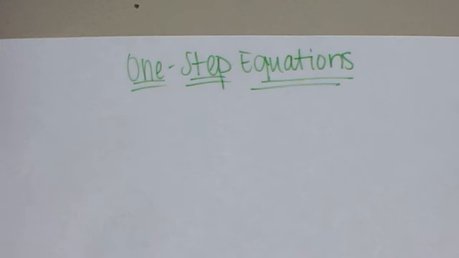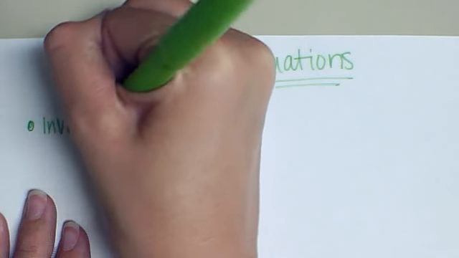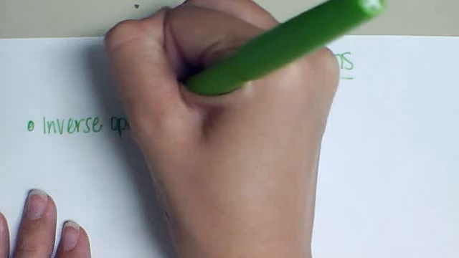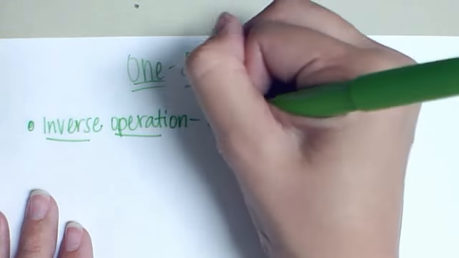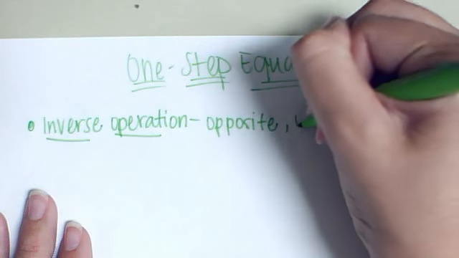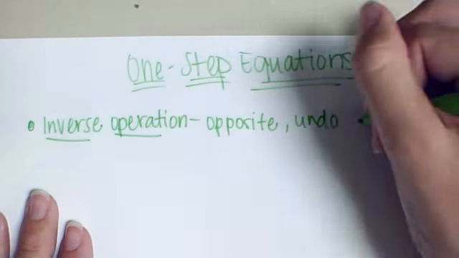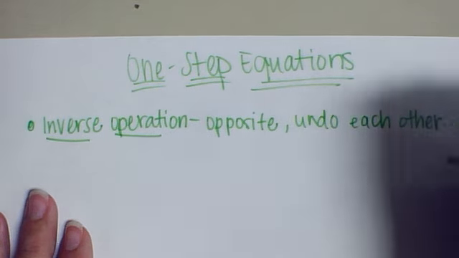First of all, we need to talk about what an inverse is. So an inverse operation, the definition that you'll want to know. An inverse operation is an opposite operation. And it undoes something, so it's something that undoes each other. They're kind of pairs, if you will.